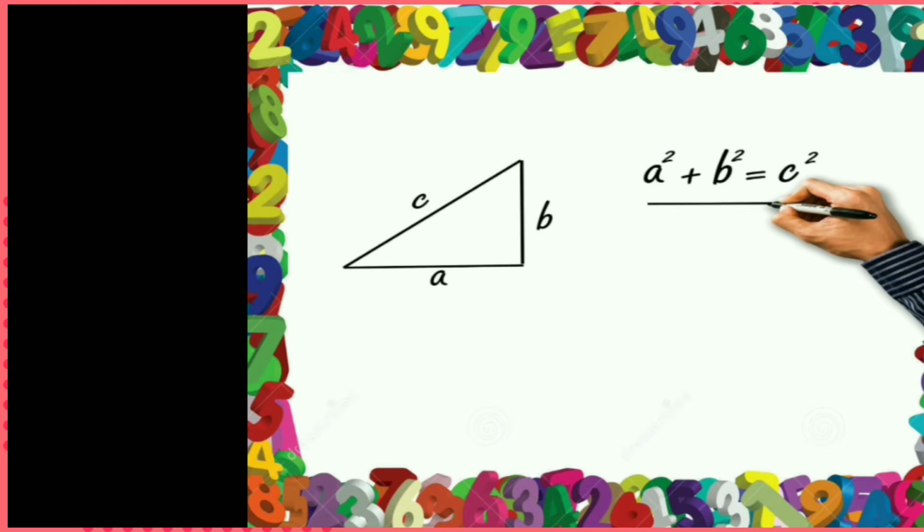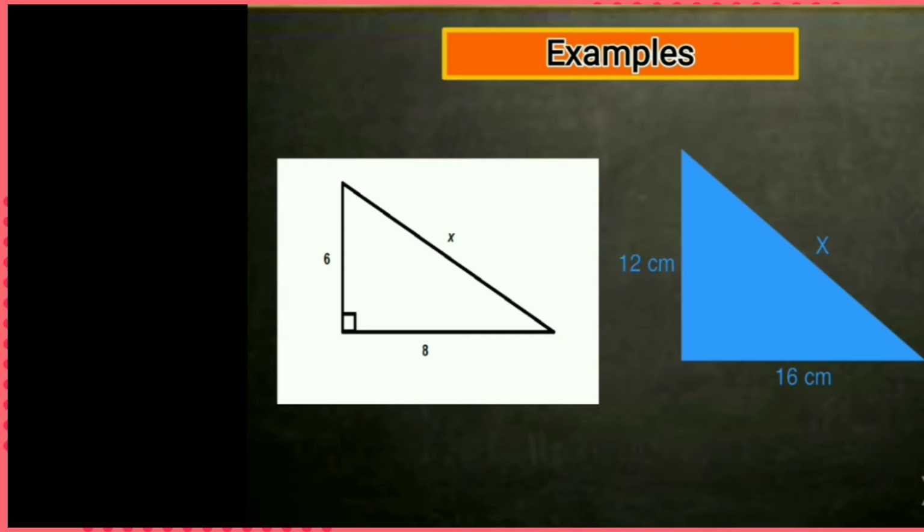So the square of the hypotenuse is equal to the sum of the squares of the other two legs, according to the Pythagorean theorem. So that is it.